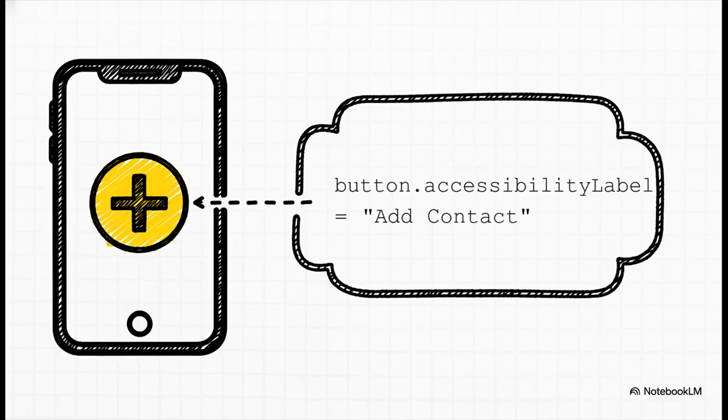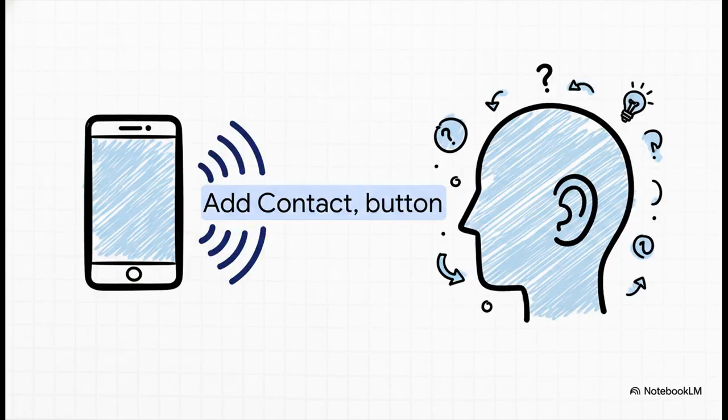Let's make this real. Picture a button with just a plus icon on it. You and I, we see that and we instantly know what it does. But for VoiceOver, it's just an image, a mystery. So we give it a name. We set that label to add contact. Boom. Simple, clear, does the job perfectly. And that's exactly what the user hears. VoiceOver will read our label, add contact, and then it'll tack on the element's type, button. So now the user knows exactly what they focused on. Okay, so that's the what it is. Now let's talk about what happens next.